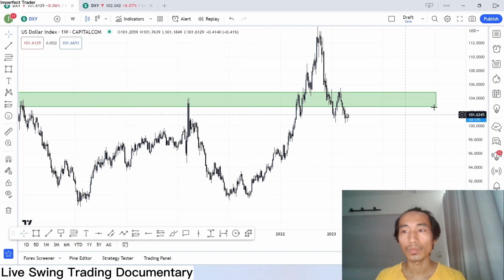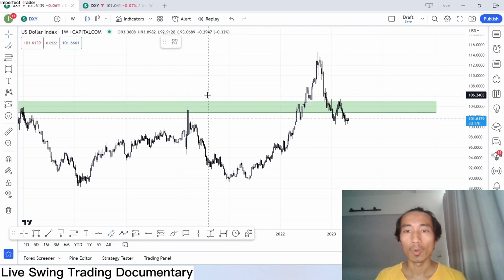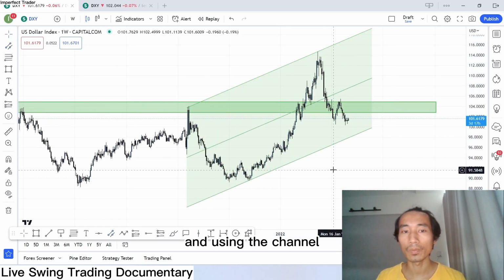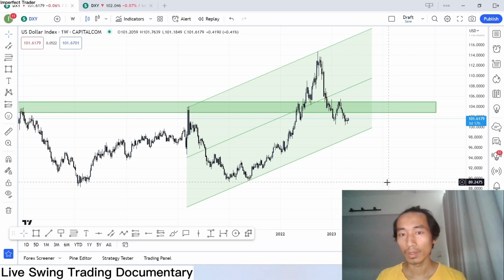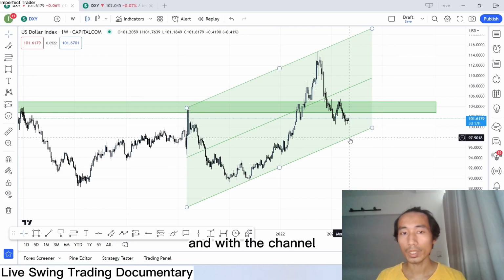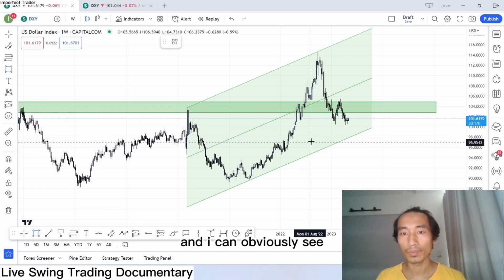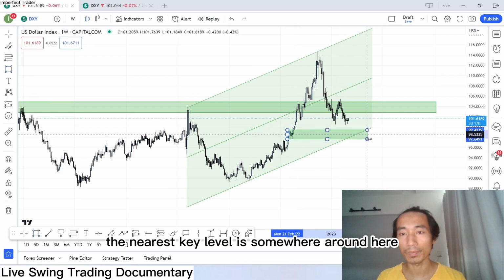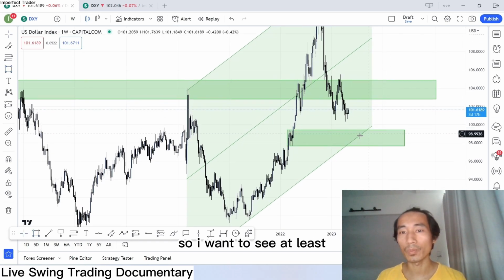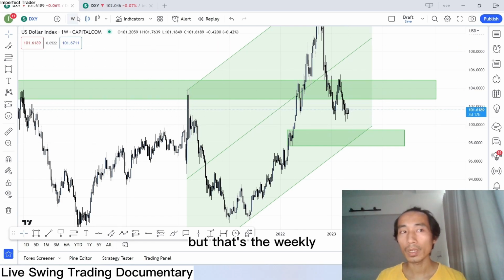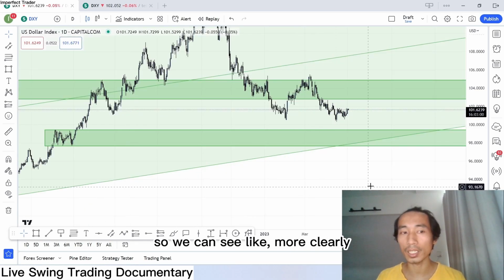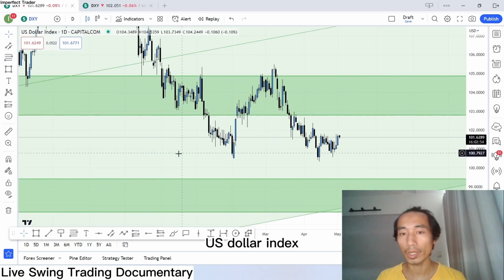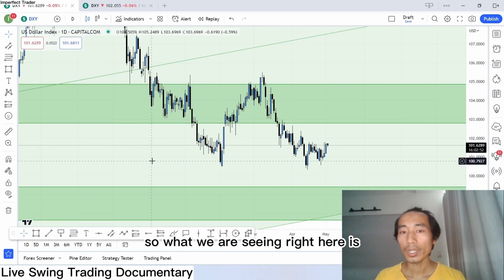So when I measure this high to this high and use the channel, I can obviously see the nearest key level is somewhere around here. So I want to see at least price pushing a little bit lower, but that is weekly. Let's go into daily so we can see more clearly what's really happening on the XY, the US dollar index.